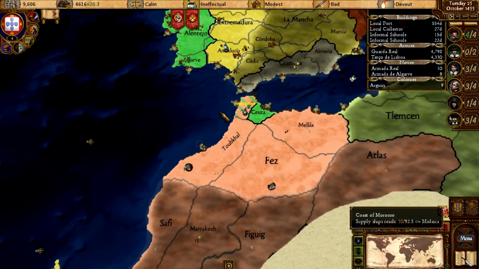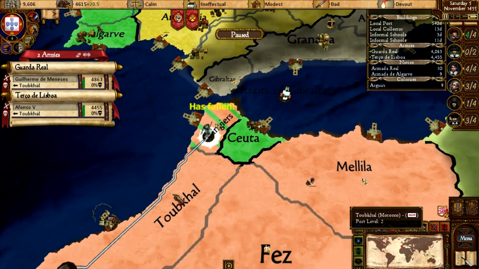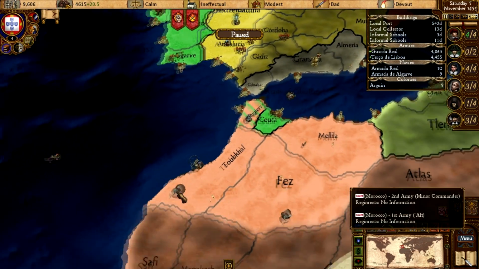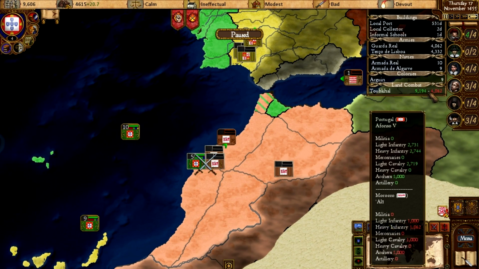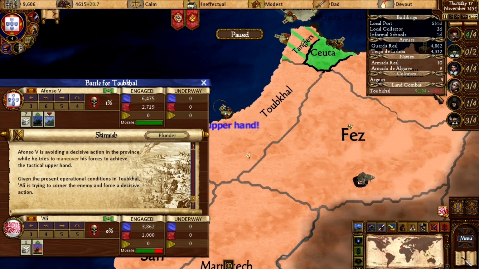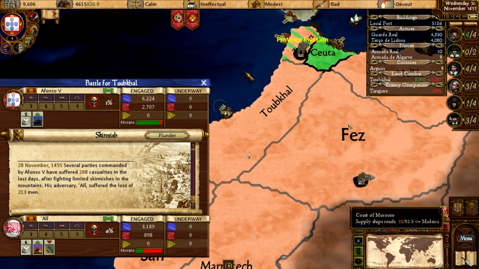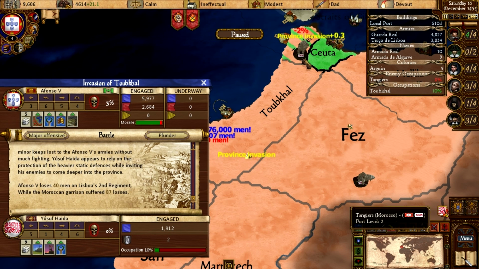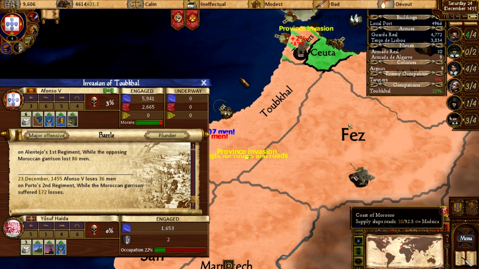Next I'm going to move things faster a bit, and I'm pressing towards Topkal. They have one army there, and I don't know their number, so this is a bit of a risk, but there you go. It's 9,000 men versus about 5,000. We are on the skirmish phase, and they move to try and retake my province. That shouldn't be a problem.